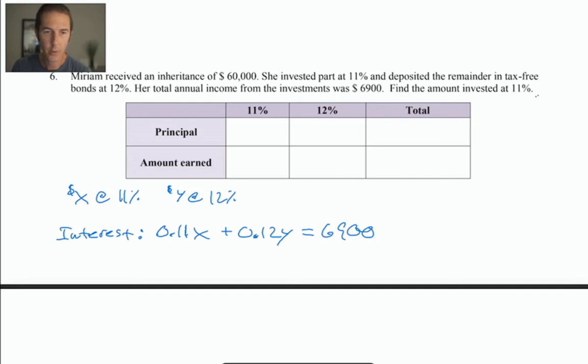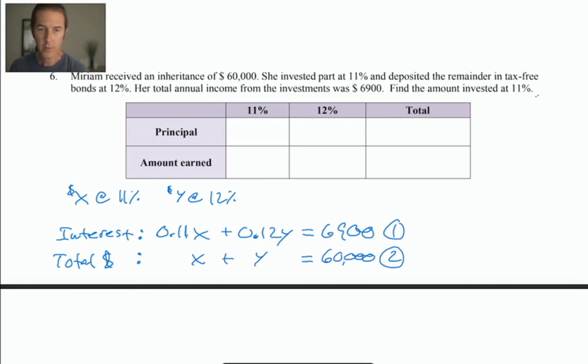Great, that's one equation. What's the other equation? This first equation, equation number 1, is just an equation about interest. The second equation is about total money. The total amount of money is X dollars invested at 11% plus Y dollars invested at 12% equals all of her inheritance, $60,000.